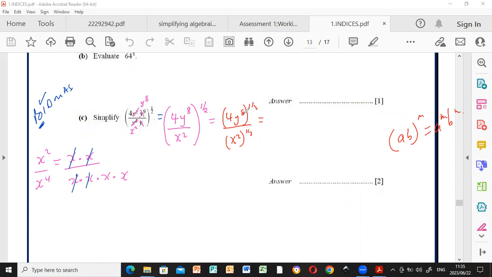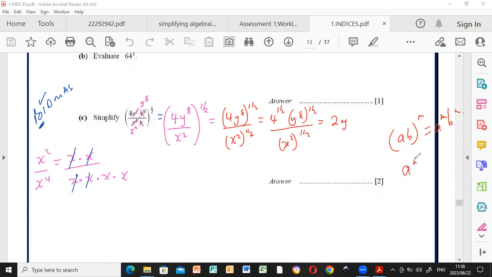So here is 4y to the power of 8 to the power of half. This is the same as 4 to the power of half times y to the power of 8 to the power of half, all over x to the power of 2 to the power of half. So this is equal to 4 to the power of half, we get 2. Y to the power of 8 to the power of half is the same as y. What is y to the power of 2 to the power of half?